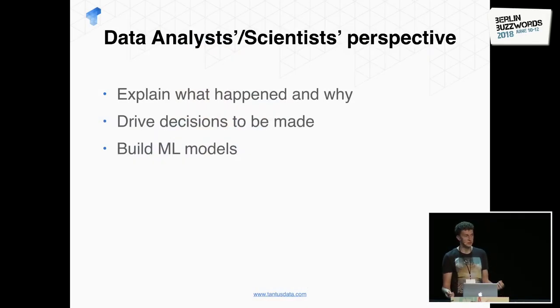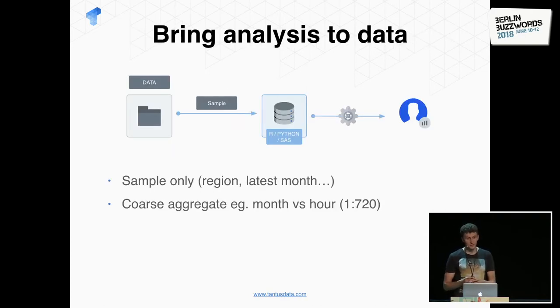So let's start with the data analysts slash scientists perspective. So what do they do? They look at the data and they try to explain what has happened and why. The next step would be to use that knowledge in order to improve the product, in order to drive the decisions to be made by a company. And an even further step would be to build machine learning models so you can automate this stuff, so you can make it better. And this kind of thing has been done for a very long time.